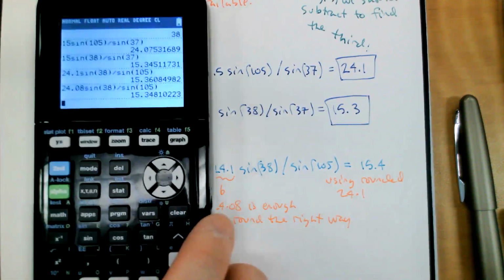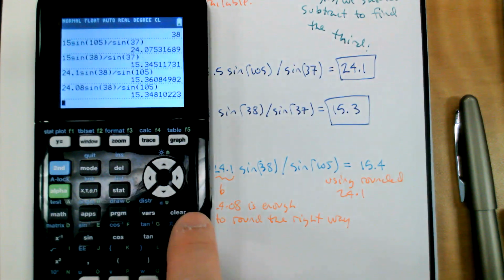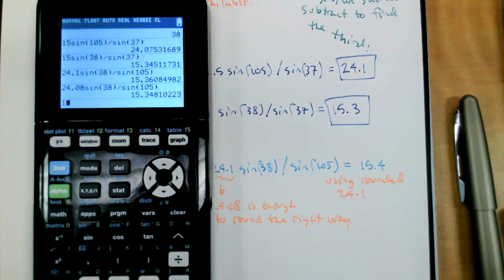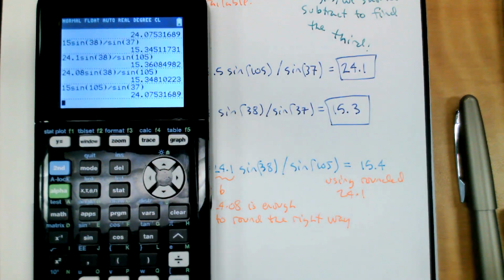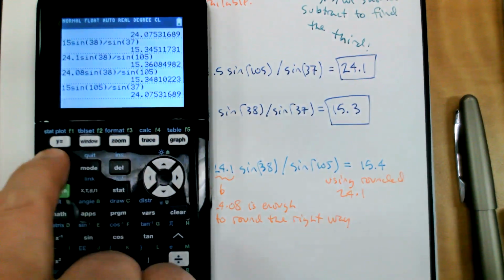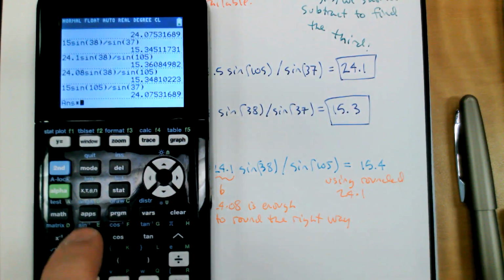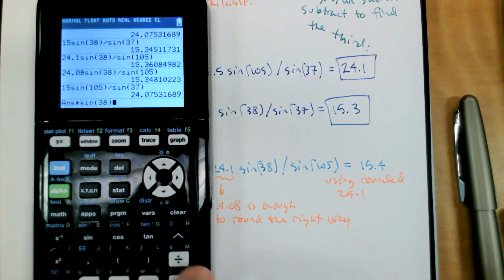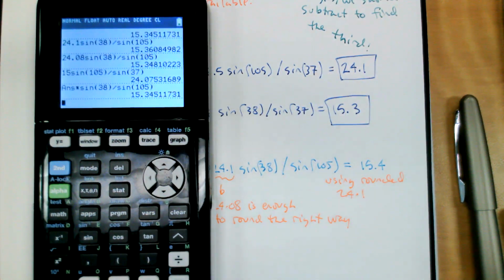One thing to note, if we're going to use the 24.1, the situation that we're in is we did 15 sine of 105 divided by the sine of 37. So 24.07531689. We could use that whole thing if I just say answer times the sine of 38 divided by the sine of 105. That way, I didn't use any rounded information at all, and I got exactly the same as the 15.3451171.